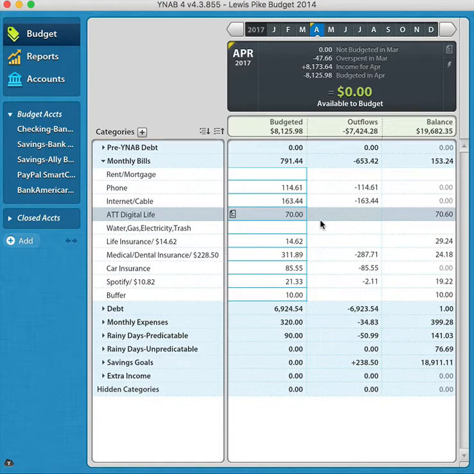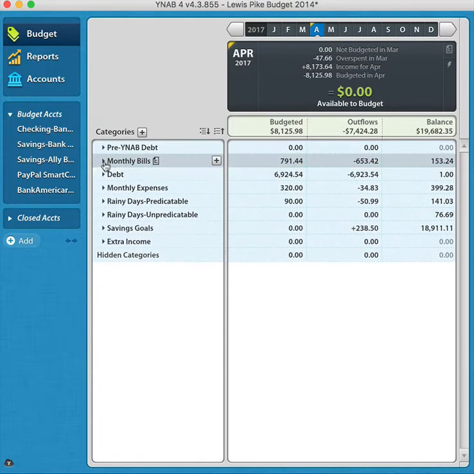Also, I mentioned, if it's your first time watching, my partner and I worked out an agreement where she handles the rent and mortgage and some of the groceries. So that's why this category here is blank. I just like to disclose that at the beginning just in case people are wondering. All right, so monthly bills.